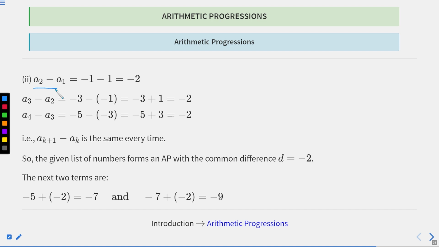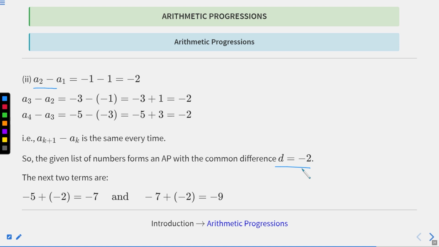So the difference of every two consecutive terms is always the same. So the given list of numbers forms an arithmetic progression, with the common difference d equal to minus 2. And now we have to find the next two terms.